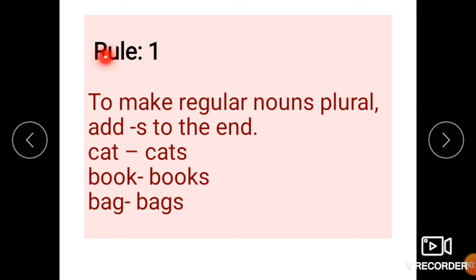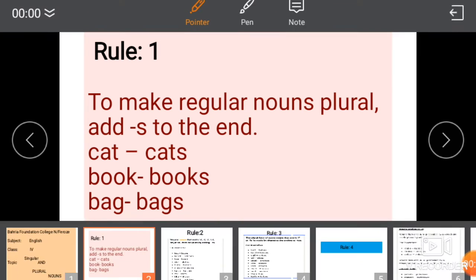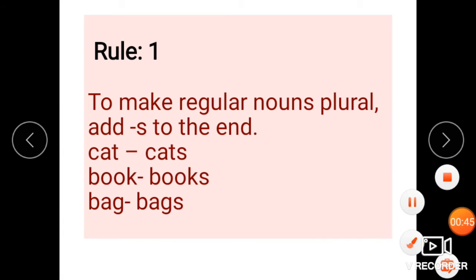Here is rule 1: to make regular nouns plural, add s to the end. For example, cat, cats, book, books, bag, bags. Dear students, the first rule is we simply put s at the end of the word. There are lots of examples of these kinds of plurals. You must be aware of this.